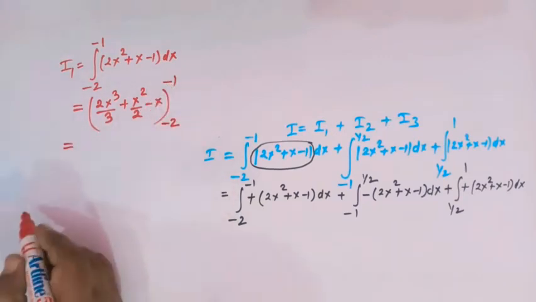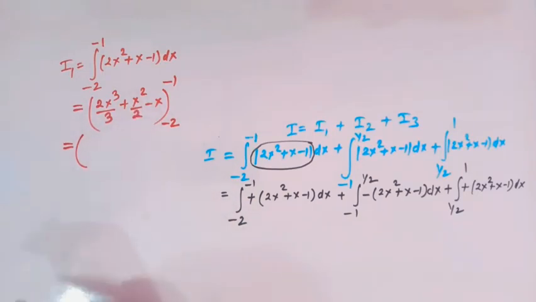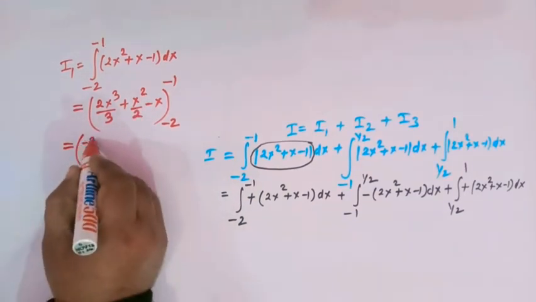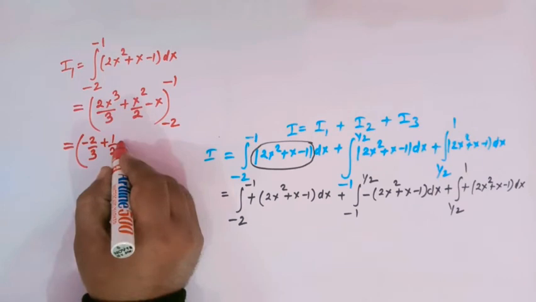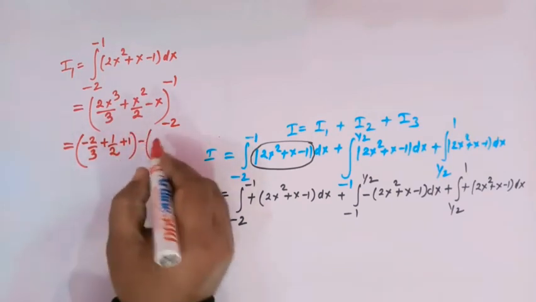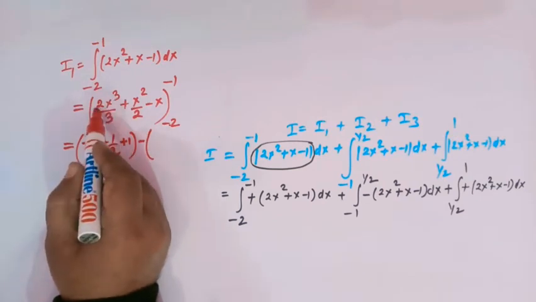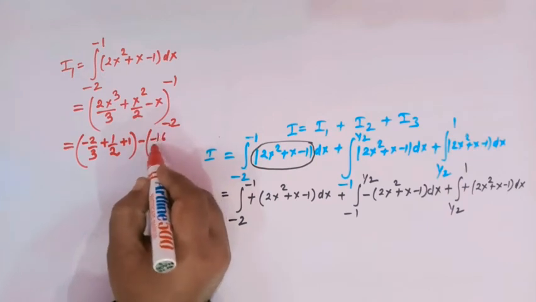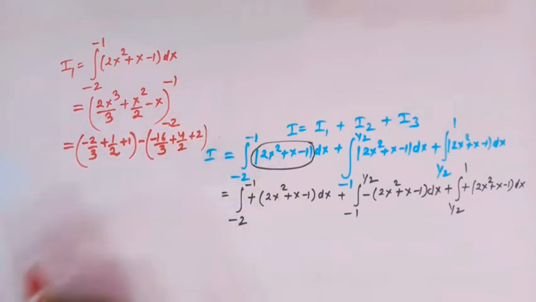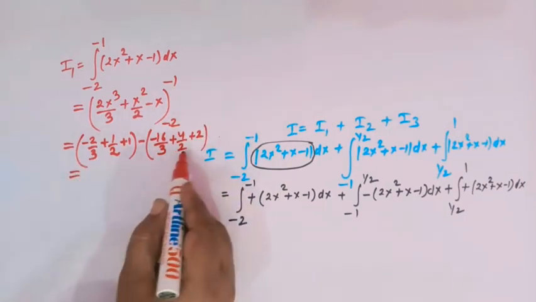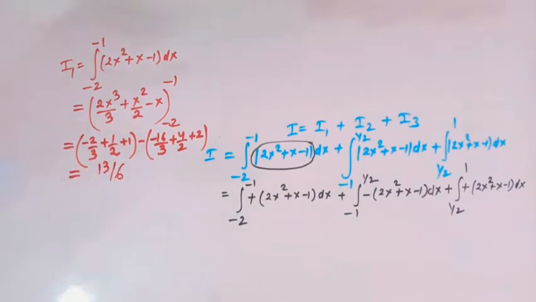Now substituting the limits, I am writing it directly, so we have here -2 over 3, then plus 1 over 2 plus 1, minus we have here -2, so this is -8, and -8 times 2 is -16 over 3, then plus 4 by 2 plus 2, right? And if we solve this expression, then we'll get 13 over 6, right?